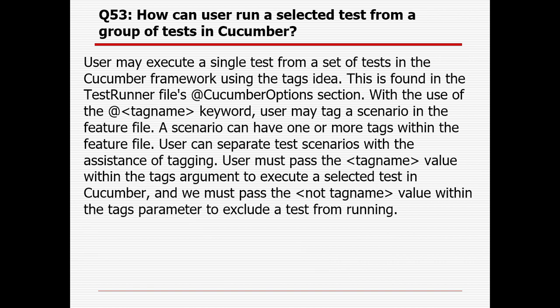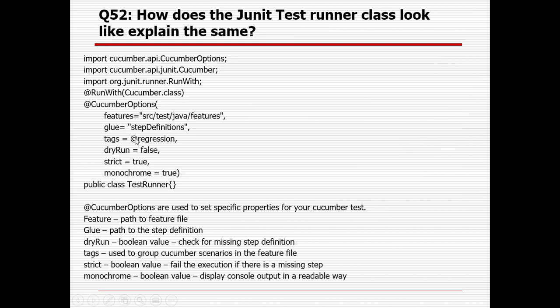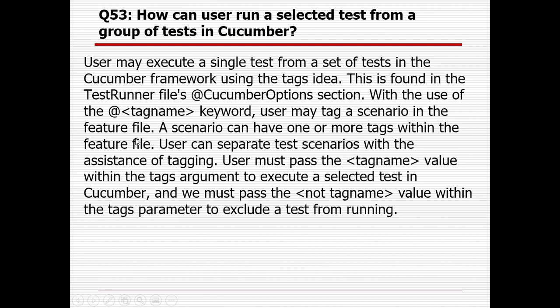How can a user run a selected test from a group of tests in Cucumber? For that, a user may execute a single test from a set of tests in the Cucumber framework using the tag idea. This is found in the test runner files. Here you will be using the Cucumber options section, and you will be using the tag. So here you need to give tags equal to the tag name with the help of the @ annotation.